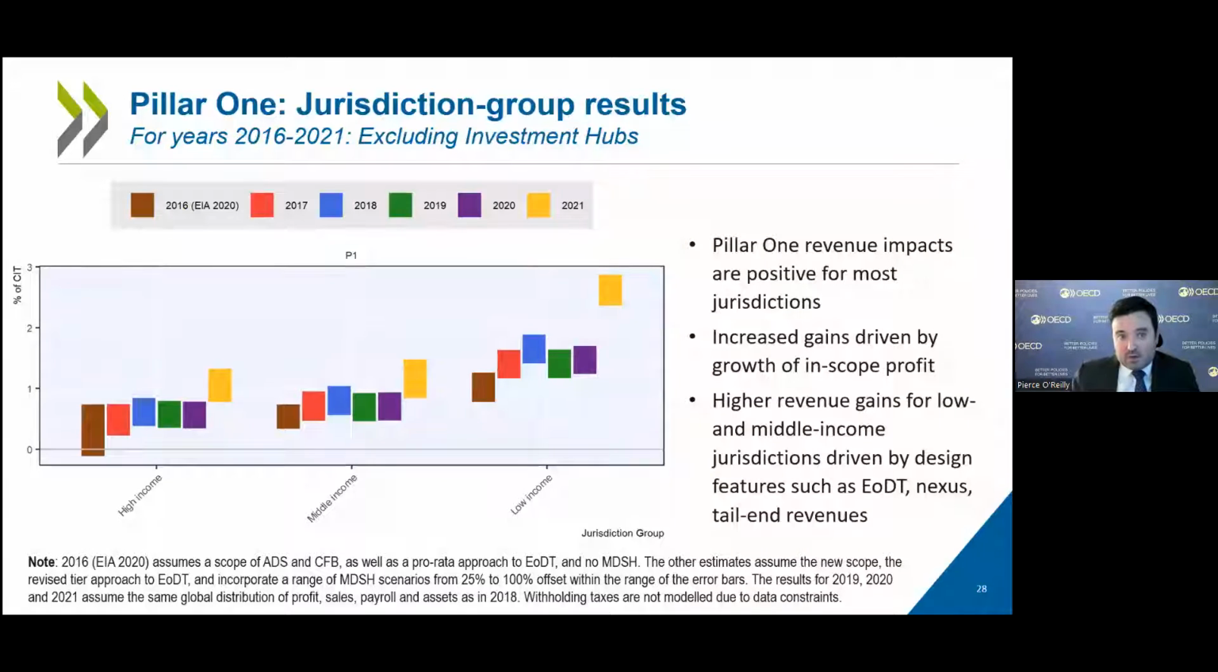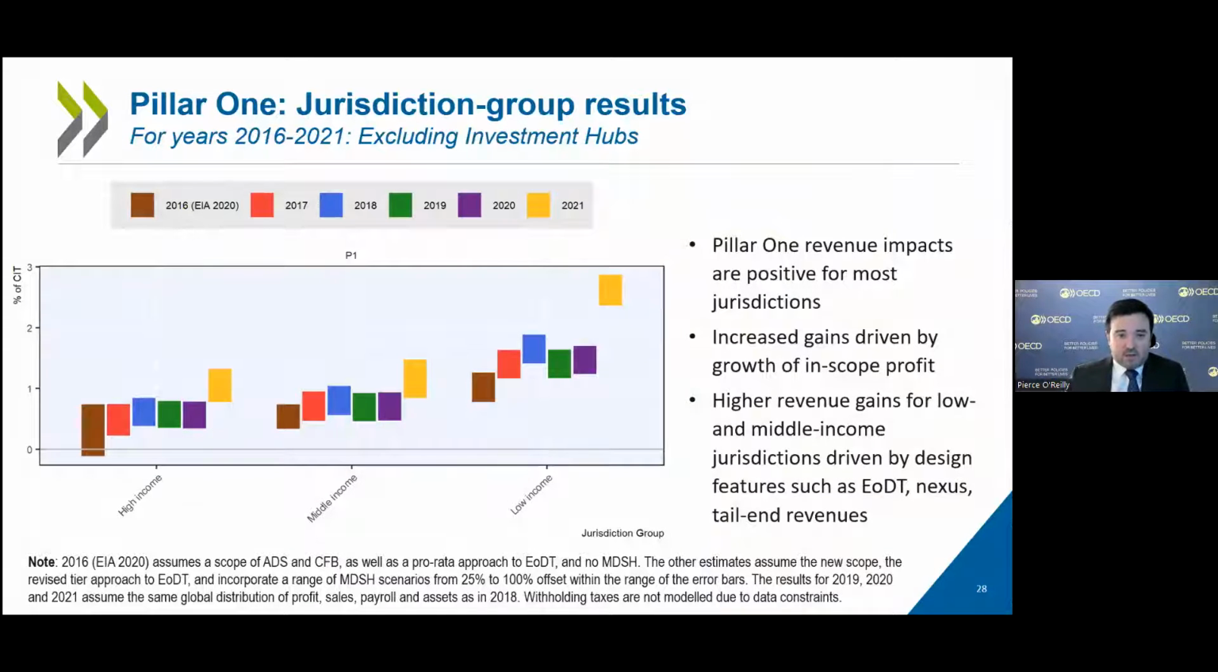So that has led to larger revenue gains for middle-income and low-income countries specifically. It's worth mentioning them: the lower nexus threshold for smaller jurisdictions, the tail-end revenue provisions that isolate a certain amount of Amount A for low-income jurisdictions, and then also the de minimis rules and the elimination of double taxation mechanism, which mean that smaller jurisdictions in the model are just less likely to be giving up taxing rights in any way. We tend to find that the surrender of taxing rights is really concentrated amongst investment hubs now, and that low and middle income jurisdictions really aren't surrendering any taxing rights at all.